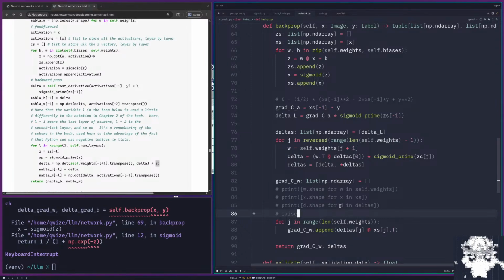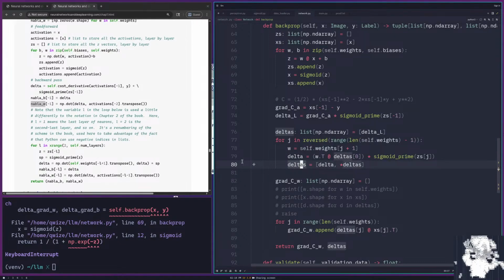What else could I be doing wrong? I guess, what about the first nabla W, which I call grad CW? So that's going to be at delta of 0, which will be the first delta in my list.